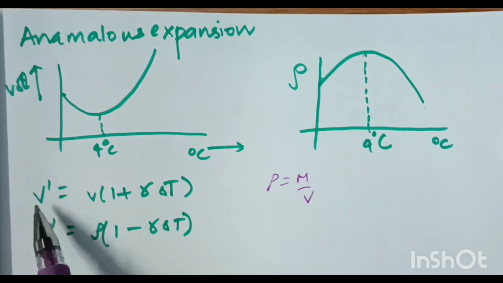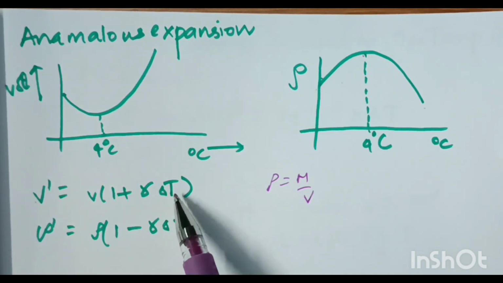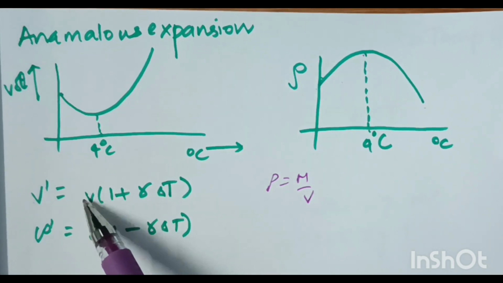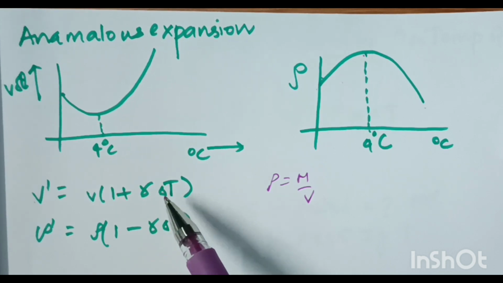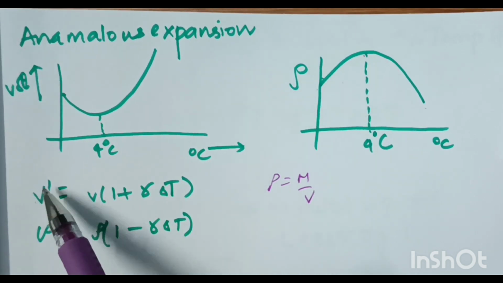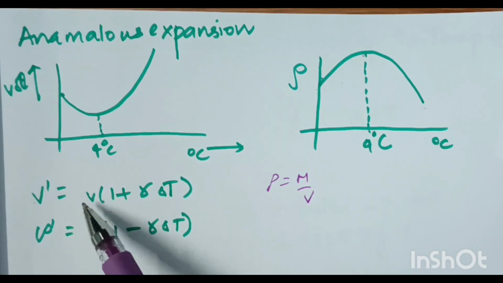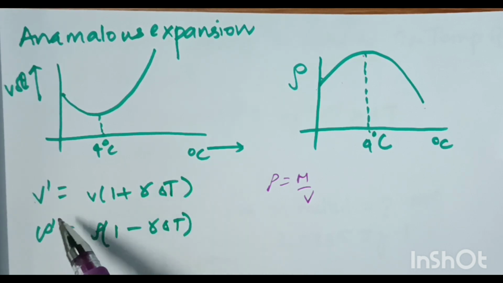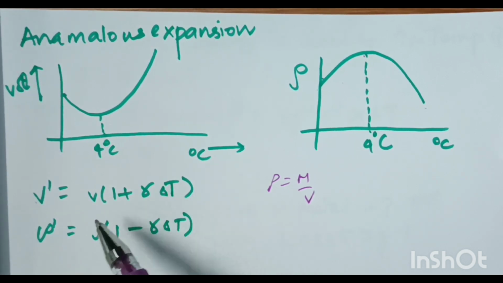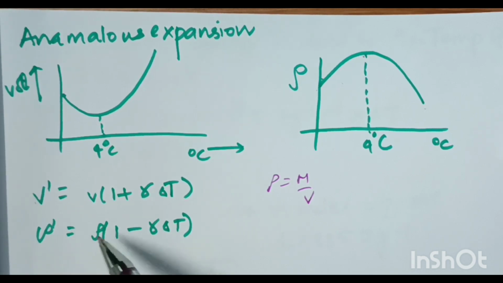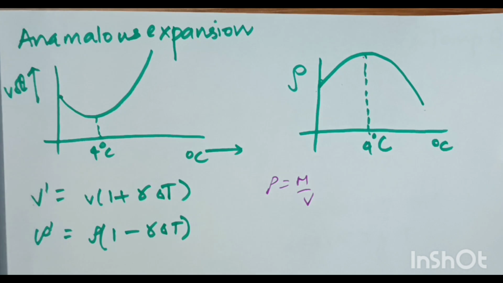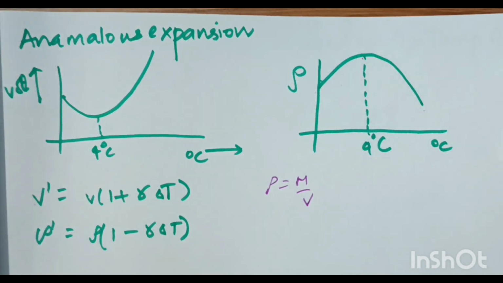We have seen this type of equation already. Here, V dash equals V into 1 plus gamma delta T, where V is the initial volume, gamma is the coefficient of volumetric expansion, delta T is the change in temperature, and V dash is the new volume. So V dash equals V plus V gamma delta T. This is the equation for volume. How do we write it for density? New density equals density minus density into gamma delta T. Here only we are using the minus symbol, so please note it. In the remaining places we have used only plus. Yes, please note.